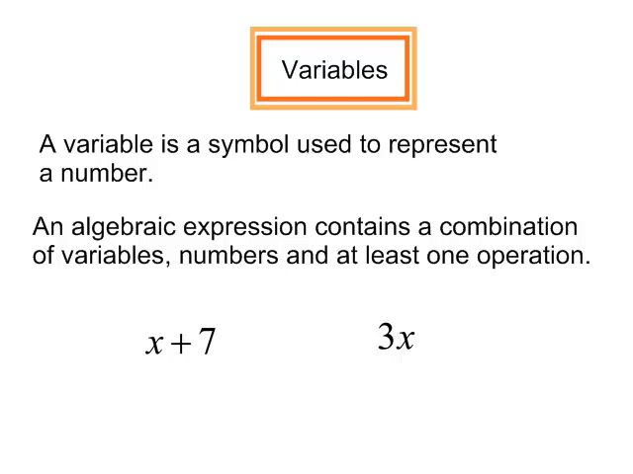We are going to study variables. A variable is a symbol used to represent a number. An algebraic expression contains a combination of variables, numbers, and at least one operation. x plus 7. This is an algebraic expression. The variable is x. You have a constant, which is the number 7, and the operation is addition.